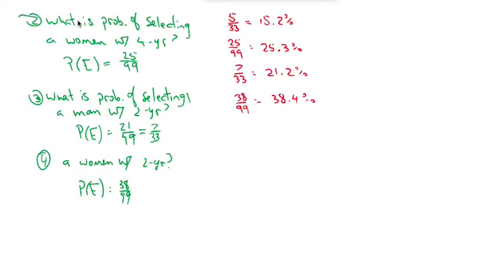So let's take these and add them all up. 15.2, that one, that one, that one. And what do they add up to? 100.1. Yeah, the rounding is going to throw it off. It should add up to 100%, but because of rounding, we get that 0.1 in there. Now, if you just added the fractions, 15 99ths, 25 99ths, 21 99ths, 38 99ths, you'd end up with 99 99ths, better known as 100%.